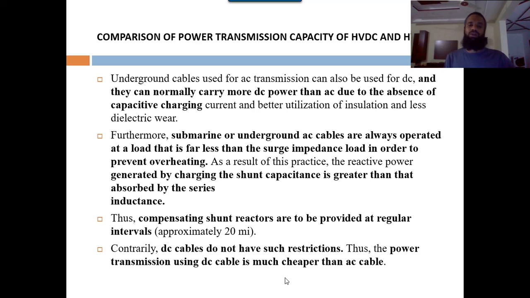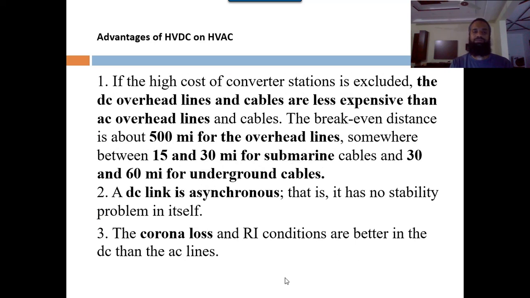The second most important part is that we are using submarine or underground cable. AC cables are also always operated at a load that is far less than the surge impedance loading in order to prevent overheating. So if it is not prevented, then there is a chance to catch fire or some problems may occur. Thus, the compensation shunts are to be provided at regular intervals. Contrary, DC cables do not have such restriction. Thus, the power transmission using DC cable is much cheaper than using AC cables.